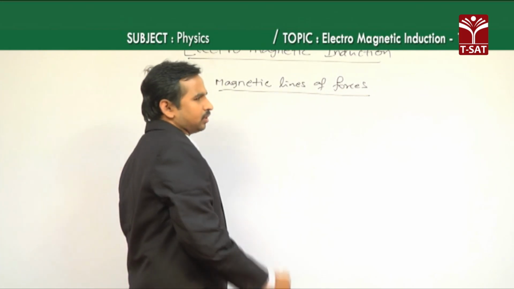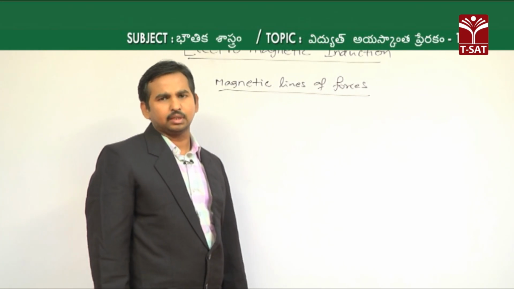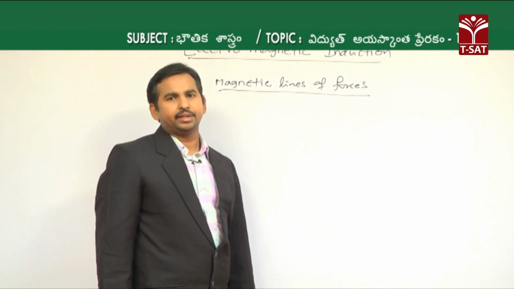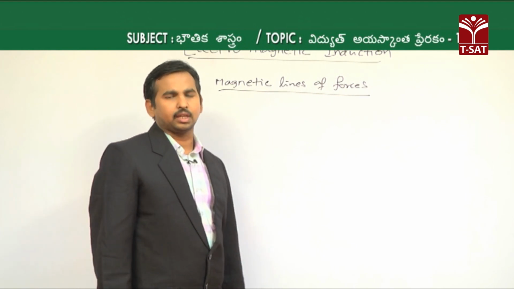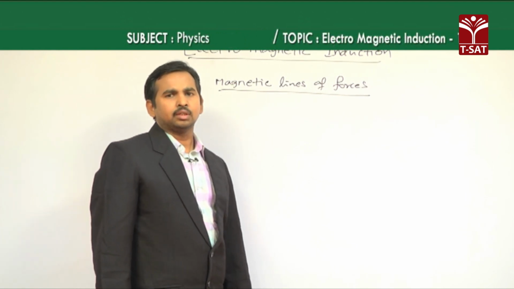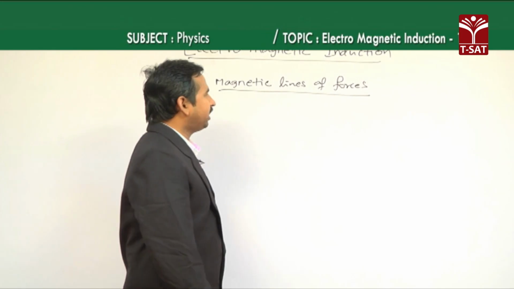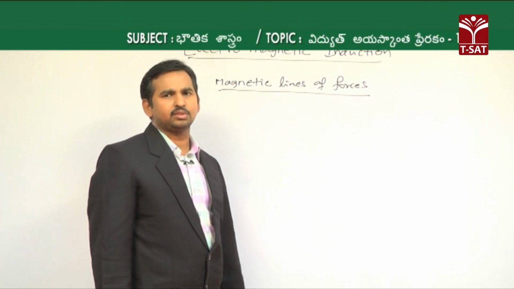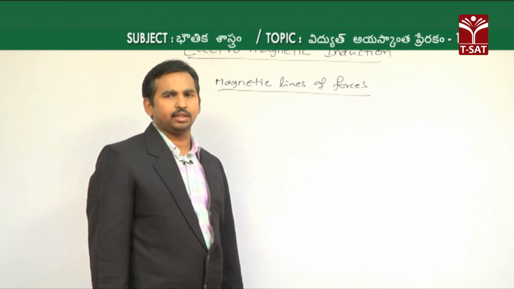Magnetic lines of forces are nothing but imaginary curves in the magnetic field. These magnetic lines of forces give you the path followed by the north pole. So magnetic lines of forces are imaginary curves which give you the direction of the magnetic field at a point.